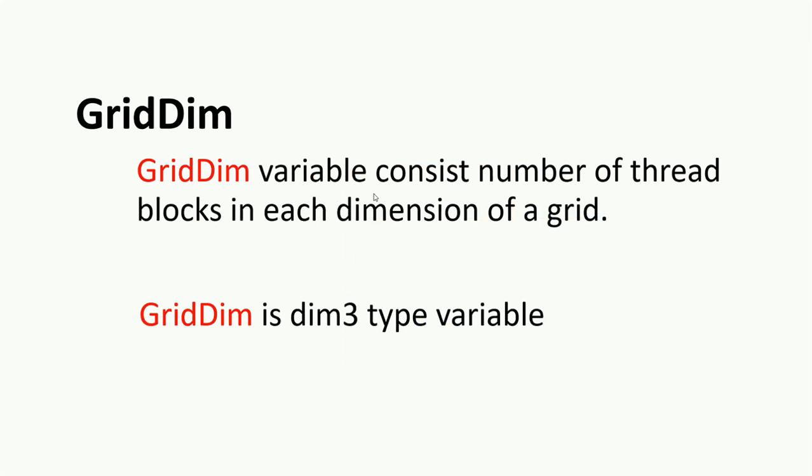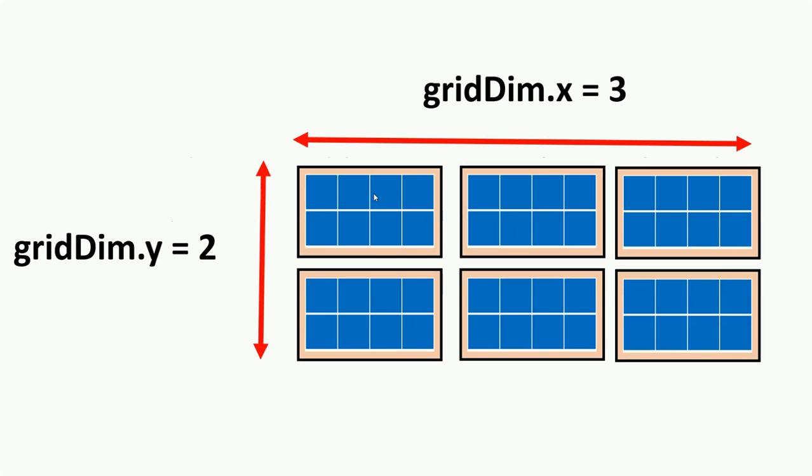The gridDim variable consists of the number of thread blocks in each dimension of a grid. This variable is also a dim3 type variable which has x, y and z values. For example, the grid shown in this diagram has 3 thread blocks in the x dimension and 2 thread blocks in the y dimension. So for this grid, gridDim.x value will be 3 and gridDim.y value will be 2.